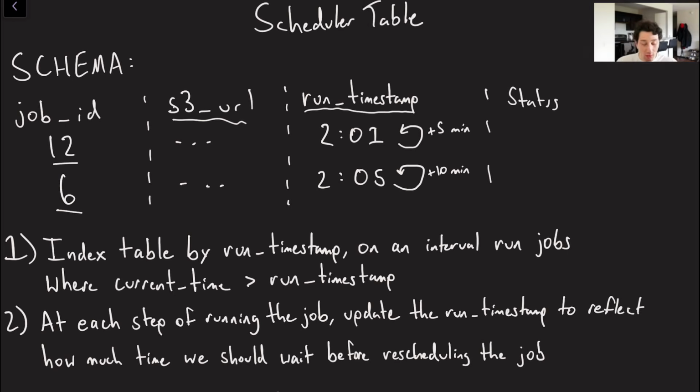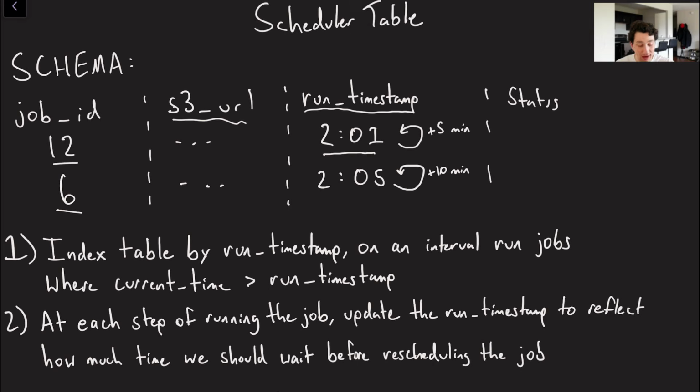But the main thing with this run timestamp is that it's going to tell me when to run my job. So let's say it's 2:01 for my run timestamp, and I happen to notice when I'm polling the database that it's 2:02. I'm going to say, oh shoot, it's time to run the job. However, there are a few things that are nuanced with this run timestamp. At every step of handling the job, I actually want to increase the run timestamp by a little bit.